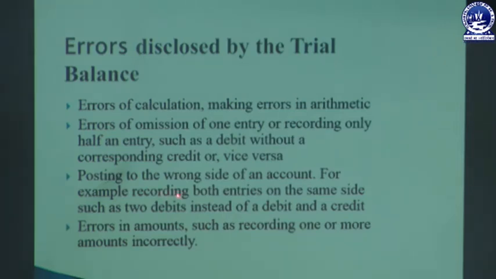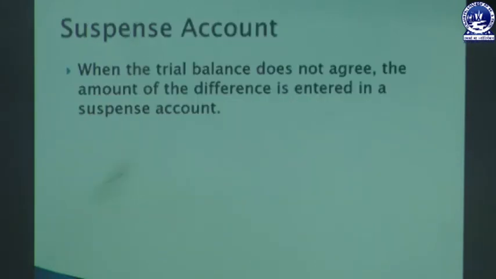The third one is posting to the wrong side of an account. One example is recording both entries on the same side, such as two debits instead of a debit and a credit. Two accounts should be debited, but instead one is debited and another is credited. That is one type of mistake, and it is disclosed by the trial balance. The next one is errors in amount, such as recording one or more amounts incorrectly. When making the journal entry or ledger account, instead of recording the amount properly, we record one or more amounts incorrectly. That type of error is also disclosed at the time of preparation of a trial balance.